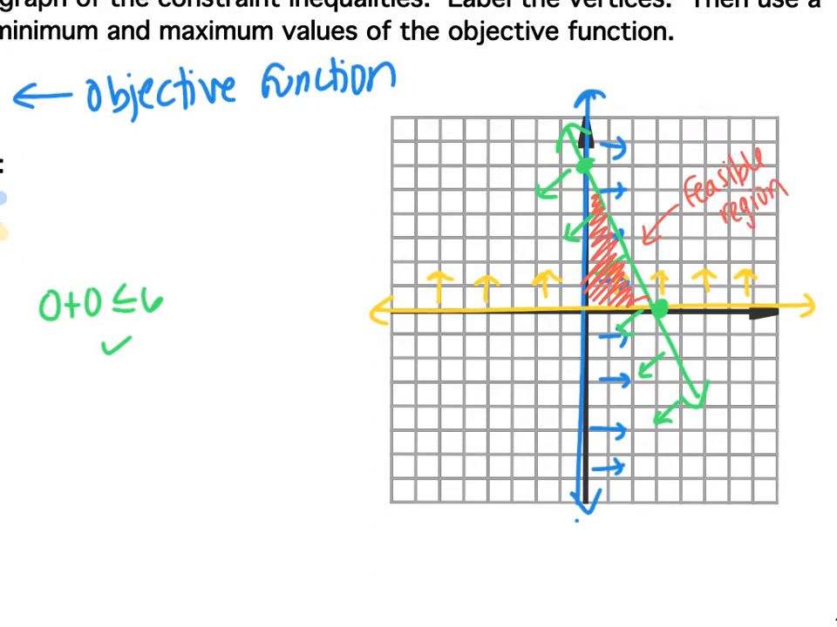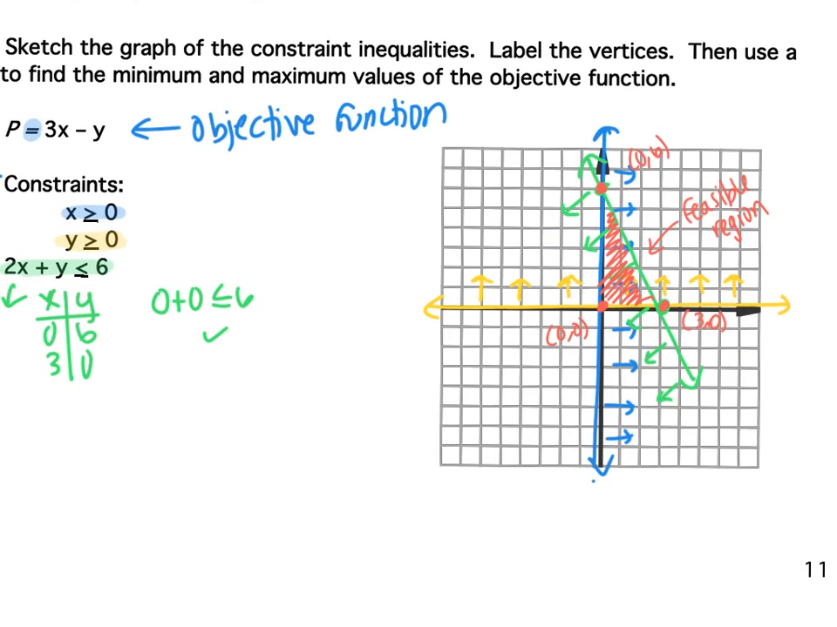And we know that the max or the min is going to happen at one of the vertices of that triangle. So if we identify all the vertices, I have the origin at 0, 0. I have that green point at 3, 0. And I have the other green point up above at 0, 6. So our max and min are going to happen at one of those points.